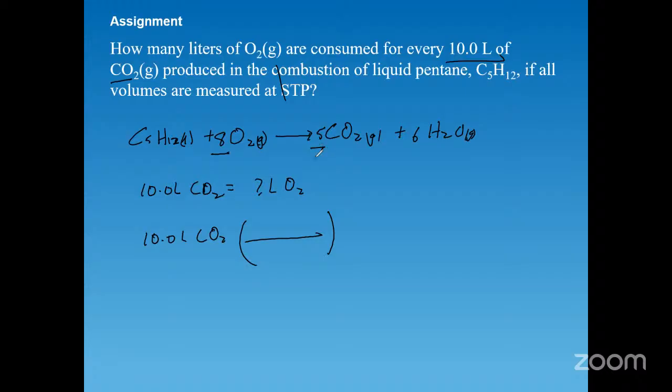So as you can see here, there's a coefficient of 5 for the carbon dioxide and a coefficient of 8 for the oxygen. So the way we would represent that here is that we will put 8 liters of O2 above and 5 liters of CO2 below. Based on this, 10 divided by 5 will give you 2. So that would give you 16.0 liters of O2 that would be consumed, which is what the question is asking.